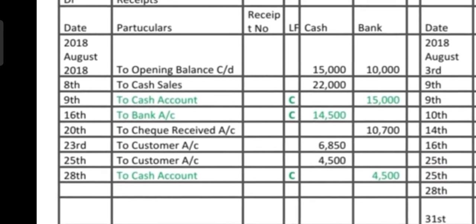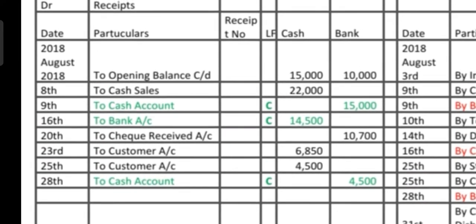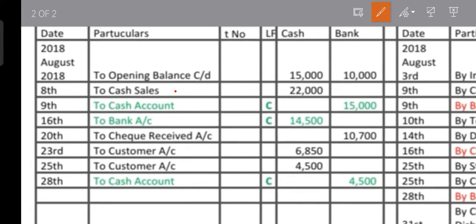write the date in the date column, that is 8th, and record that as cash sales, or you can write only sales. And what is the amount you are receiving? 22,000 received in the form of cash. That's why we are recording this under the cash column, not in the bank column. If you received it in the form of check, you need to consider which type of check.